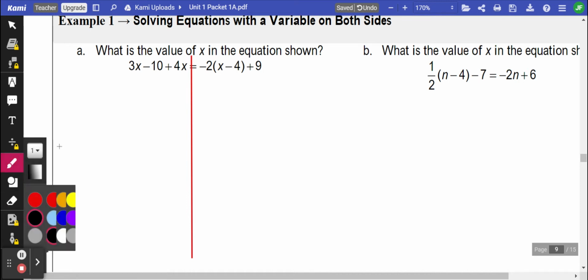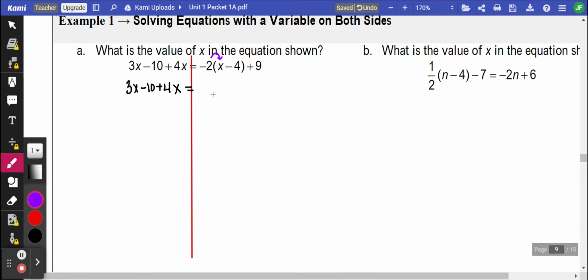So first step, distribute through all parentheses. I don't have any parentheses on the left side, so I'm going to bring those straight down. But on the right side, I do have parentheses, so we're going to go ahead and distribute. We're going to do -2 times x, which is -2x, and -2 times -4, which gives us a +8, because when I do a negative times a negative, I get a positive. Since that plus sign isn't in parentheses, we're going to bring that straight down.